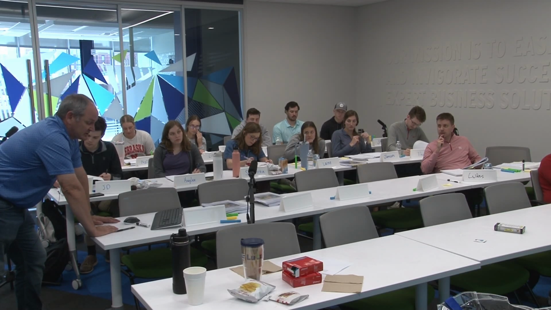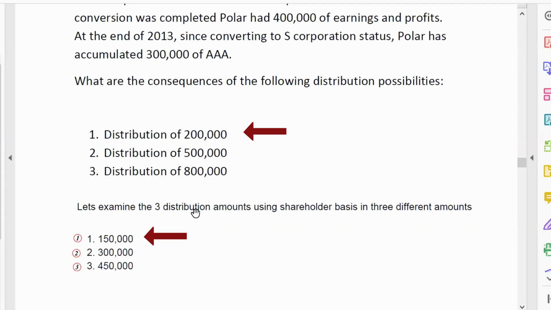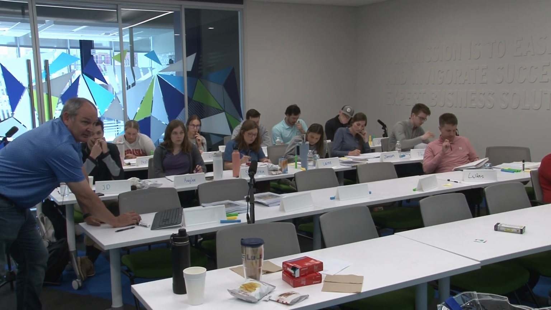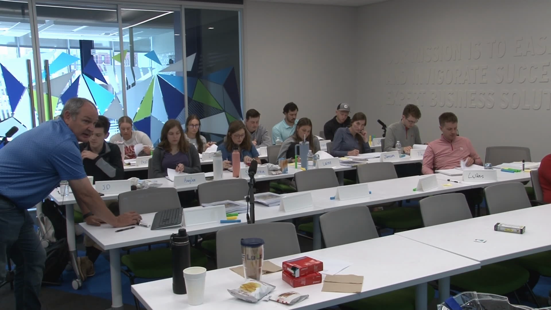Okay, I think the distributions, if I recall correctly, are constants, but the basis that the shareholders have is different. So if we have a distribution of $200,000 and basis of $150,000, a distribution of $500,000 and basis of $150,000, and a distribution of $800,000 and basis of $150,000, what does that mean? I think that's the way this is constructed. And I actually think I give you the answers. Distribution where tax basis in the corporation is $150,000.